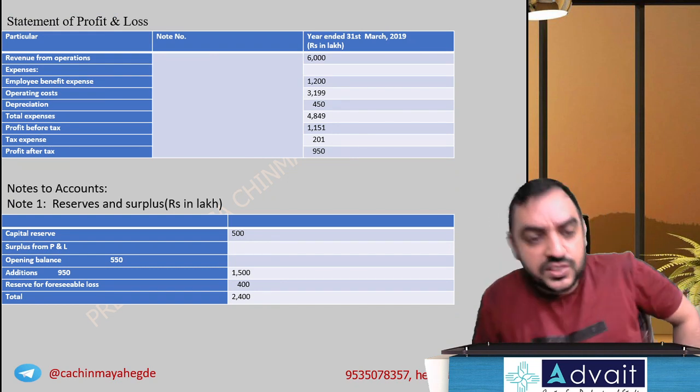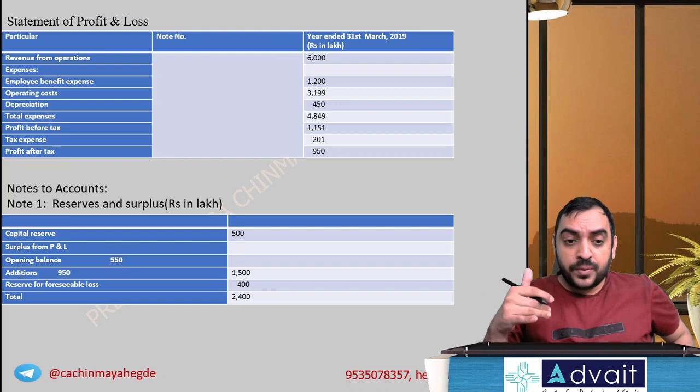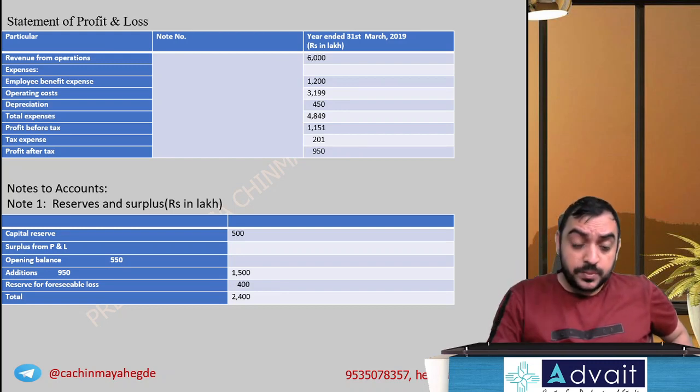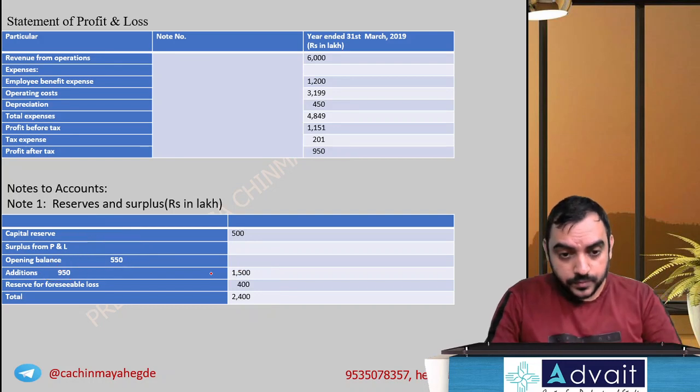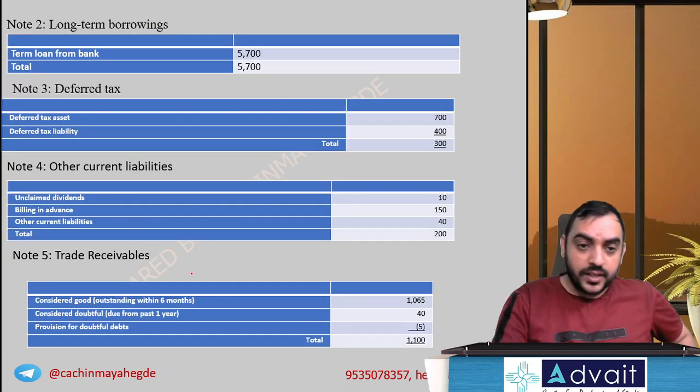Statement of profit and loss: revenue from operations, expenses, employee benefit expense, operating cost, depreciation, total expense, profit before tax, tax expense, profit after tax. Notes to accounts: reserves and surplus, capital reserve, surplus from P&L, opening balance, current year addition, total. So 550 plus 950, that is 1500. Then reserve for foreseeable loss 400, total 2400.